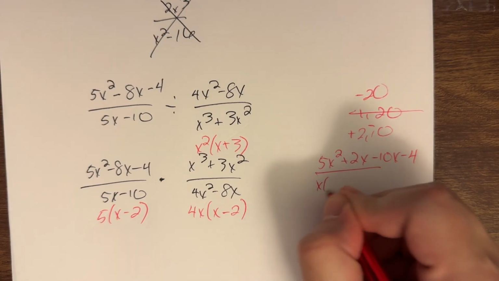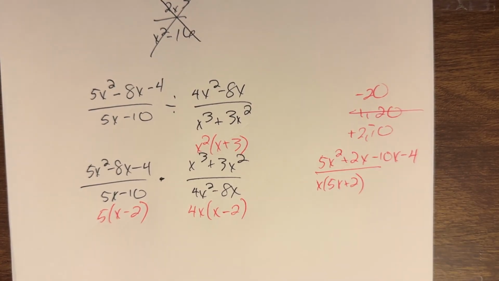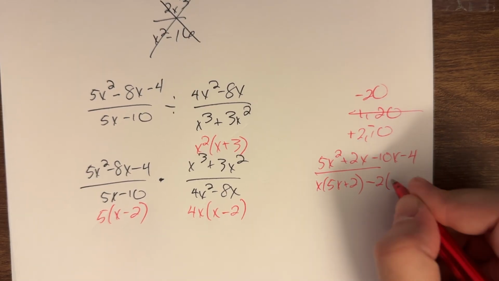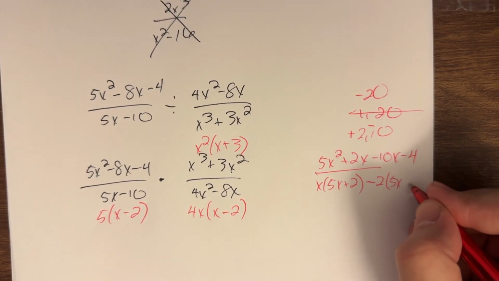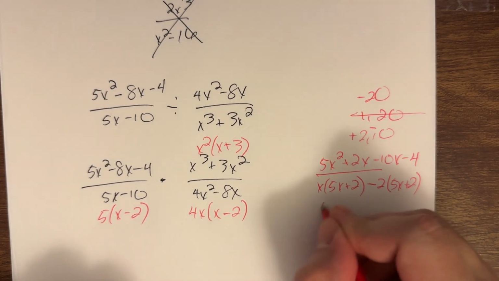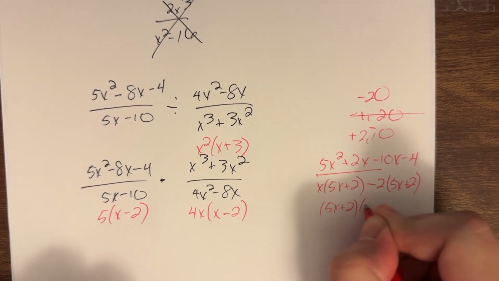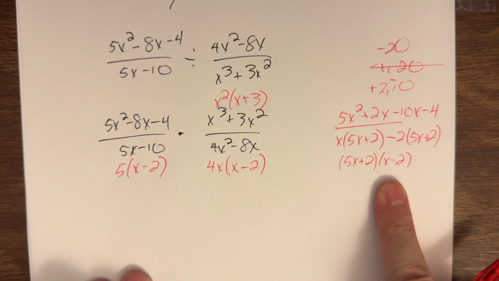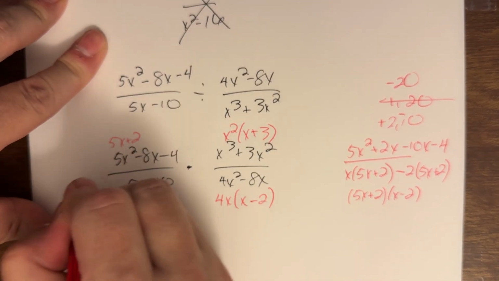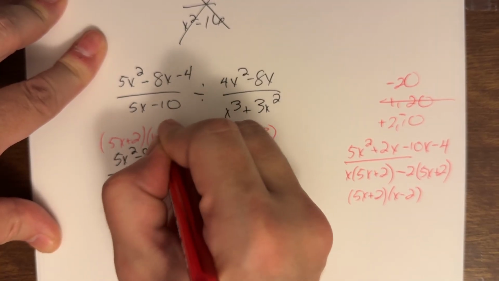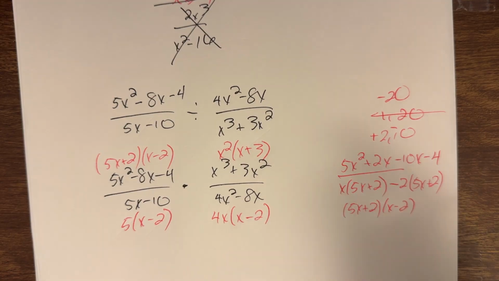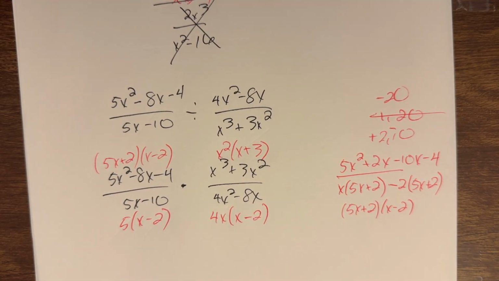Group here, x out, 5x plus 2. Group here, a minus 2 will come out, 5x plus 2 left behind. 5x plus 2 in common, x minus 2 left behind. So up here, 5x plus 2 times an x minus 2. As we say, whatever cancels, cancels.